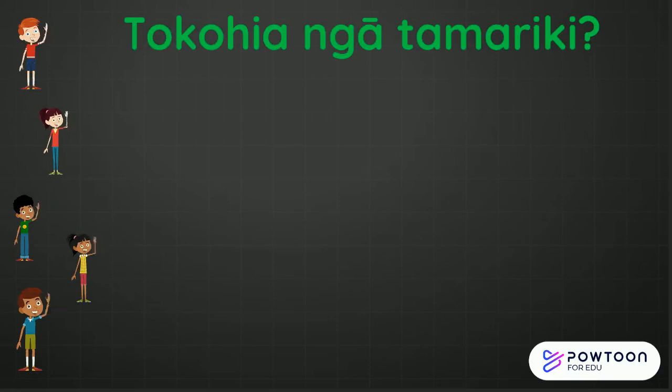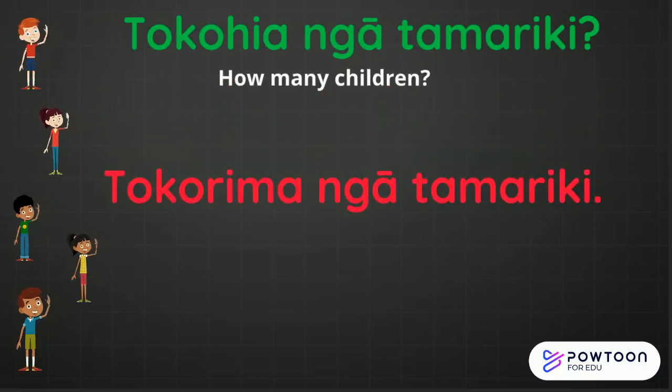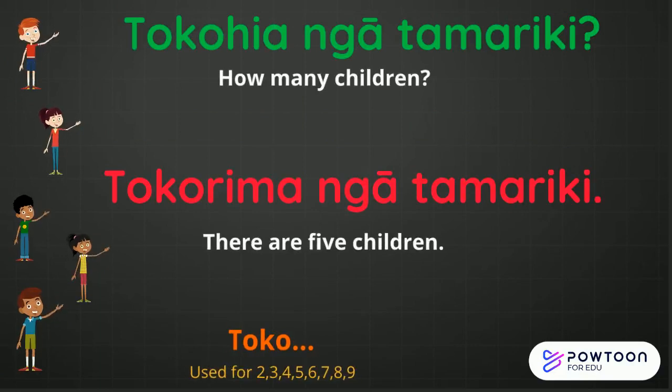Tokohia ngā tamariki, how many children? Tokorima ngā tamariki, there are 5 children. Toko is used for numbers between 2 and 9 when referring to people.